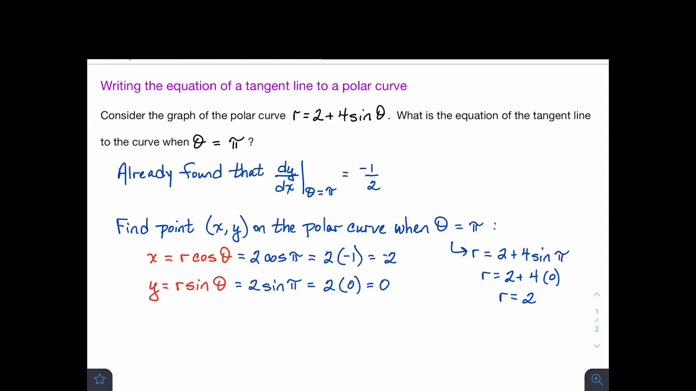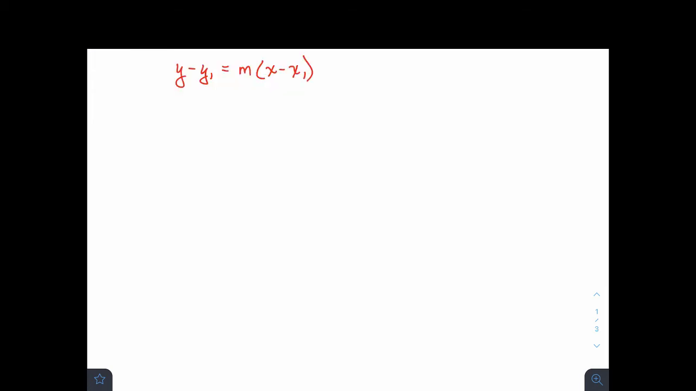You might remember doing this in an earlier lesson. So now we have that the point we need in terms of x and y is the point negative 2 comma 0. And so now we have a slope, we have a point, and we can go ahead and find the equation of our tangent line. We're going to substitute into point-slope form of a line as we always have done. So we'd have y minus 0 equals that slope we found, negative 1/2, times the quantity x minus a negative 2, so that becomes, of course, x plus 2.